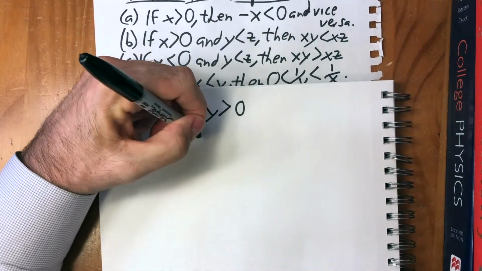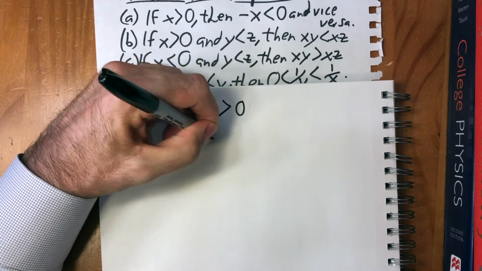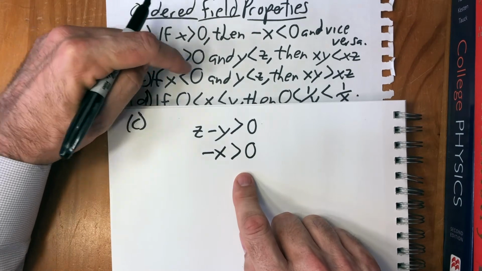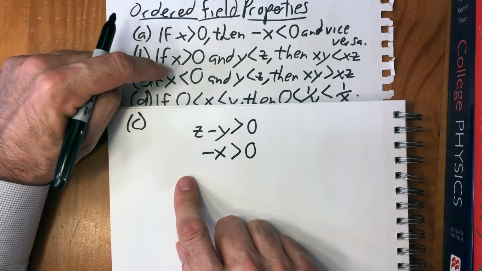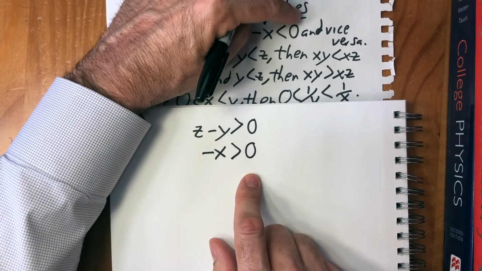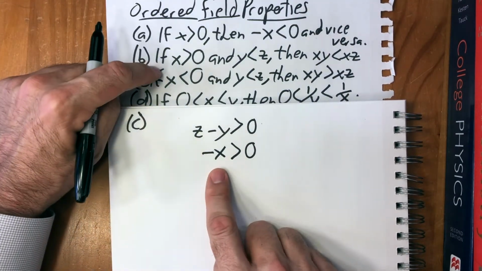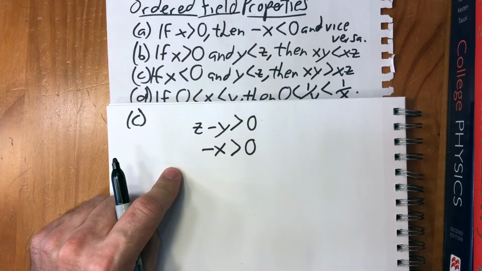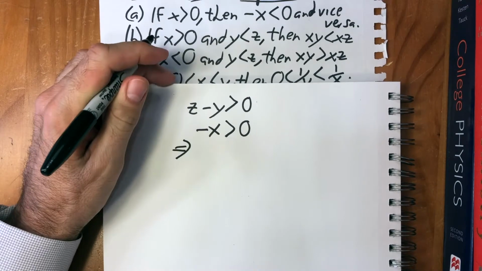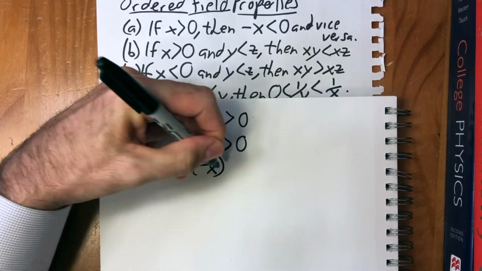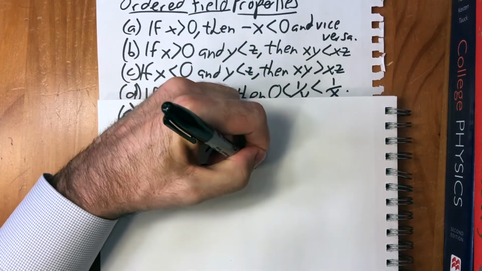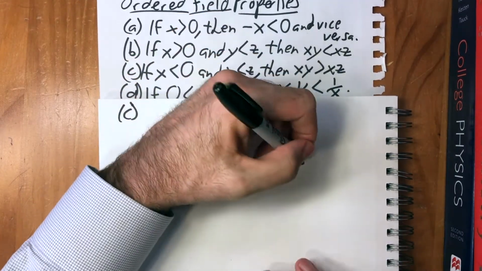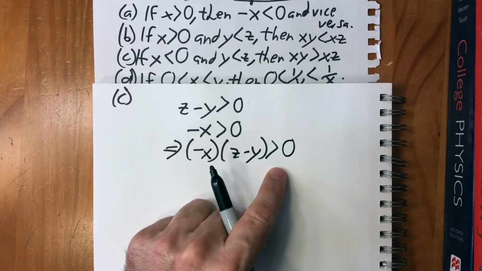We also know that minus x is greater than 0. We know that because it's given to us that x is less than 0. And remember, part A said that if x is less than 0, then minus x is going to be greater than 0. So if x is negative, then minus x has to be positive. So we know these two things. So therefore, we can put them together, minus x times z minus y. So again, positive, positive. So from axiom 2, we have that this is greater than 0.